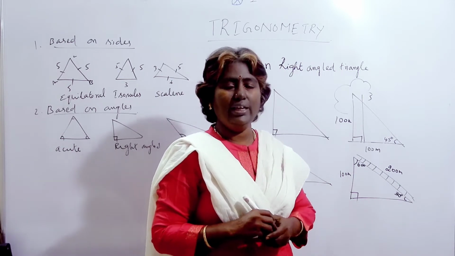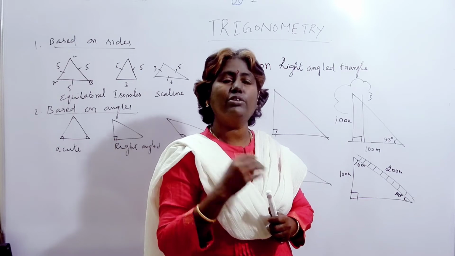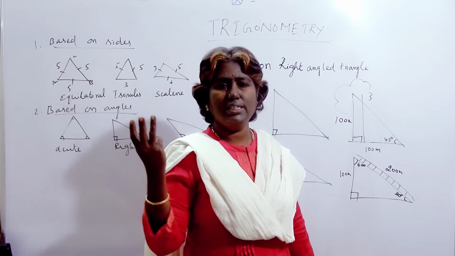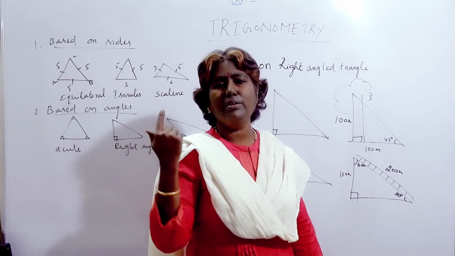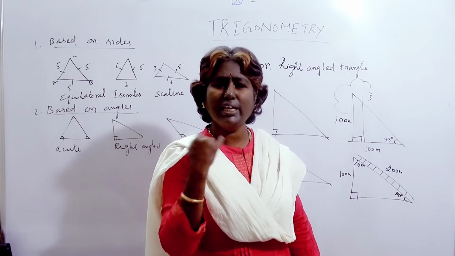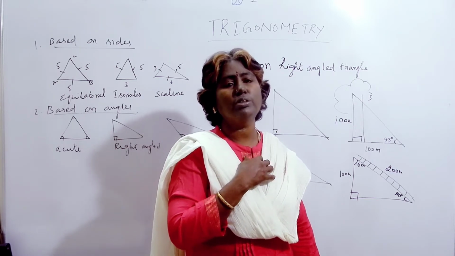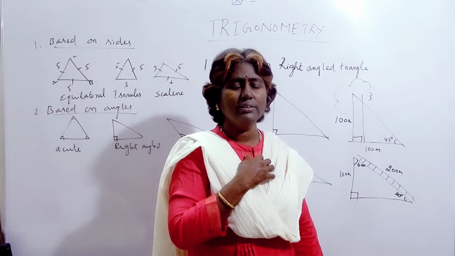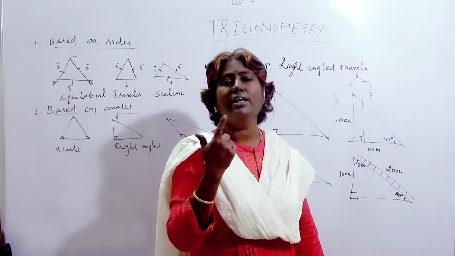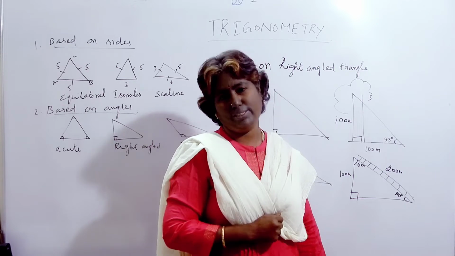So, what are the things you can see in your geometry box? Yeah, pencil, scale, rubber, and then protractor, divider, compass. Anything else you have got? Anything else you have seen in your geometry box? Can you remember it? Just one minute. Yeah, set squares. We have two set squares.